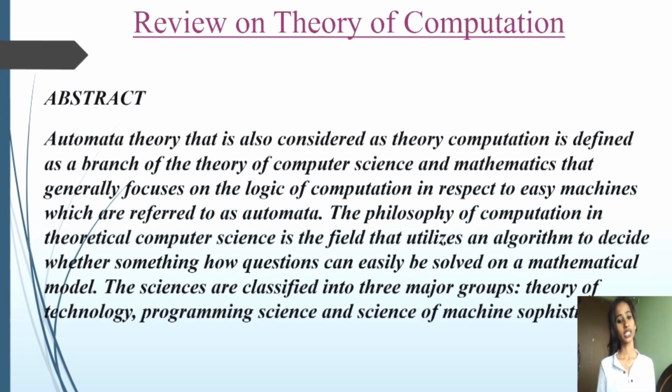Abstract: Automata theory, also considered as theory of computation, is defined as a branch of theoretical computer science and mathematics that generally focuses on the logic of computation with respect to simple machines, which are referred to as automata. The theory of computation in theoretical computer science is the field that utilizes algorithms to decide whether and how questions can be solved on a mathematical model. The sciences are classified into three major groups: automata theory, computability theory, and complexity theory.